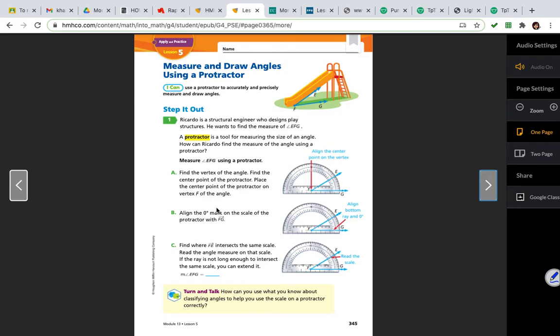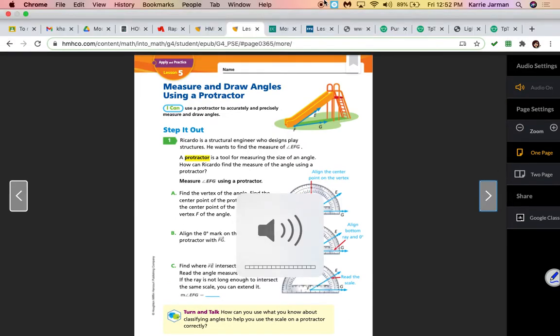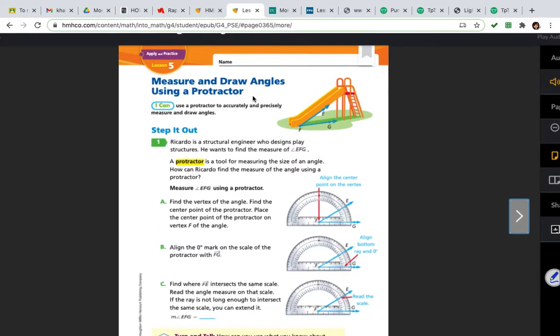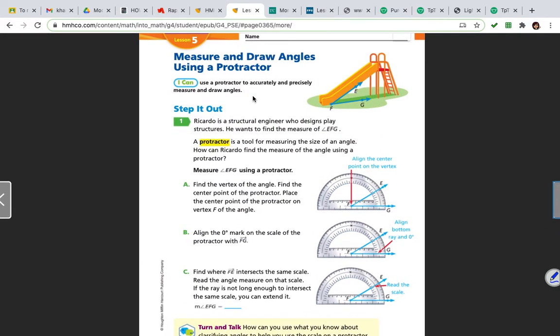Guys, today we're doing Module 13, Lesson 5, Measure and Draw Angles Using a Protractor. If you do not have a protractor, that is okay. In today's lesson, we do have pictures with protractors, so we'll just have to read the pictures. If you have access to a protractor, it would be a good day to play with that, okay? Use a protractor to accurately and precisely measure and draw angles.